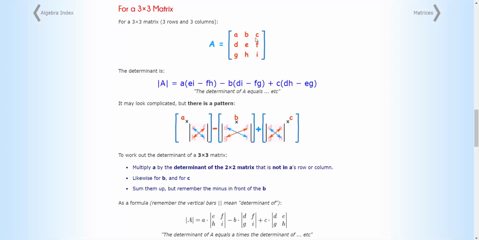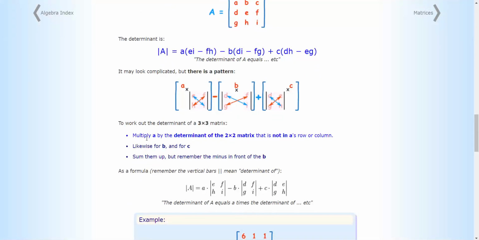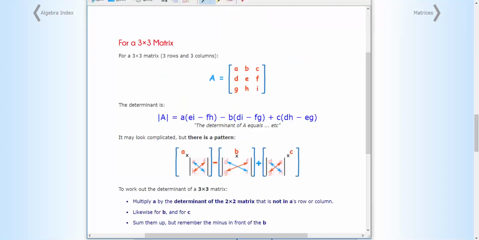So for C, we eliminate this and this would be left with this. Multiply A by the determinant of the two that is not in A's row and column. Likewise for B and C. Sum them up, but remember the minus in front of the B. We should highlight it too.